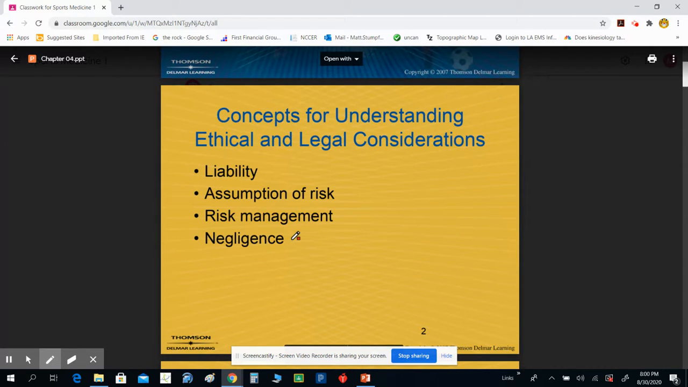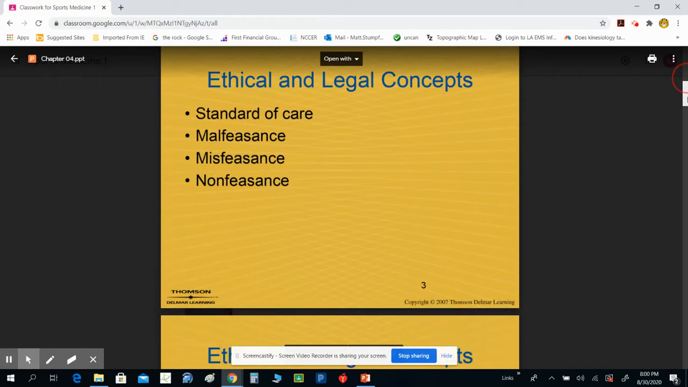Negligence. Negligence is pretty simple. Negligence is you didn't do what you were supposed to do, or whatever you did, you did it poorly. Therefore, if you are negligent, you can have liability. I didn't do something right, so now I'm responsible for it. So those are some legal terms that you need to understand as far as sports medicine. Some other ones.